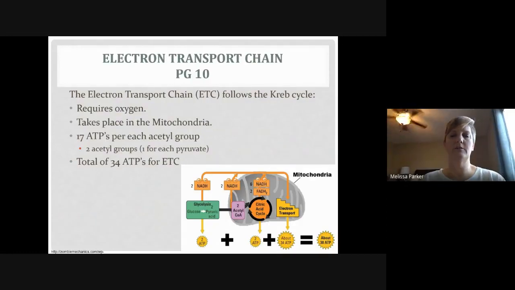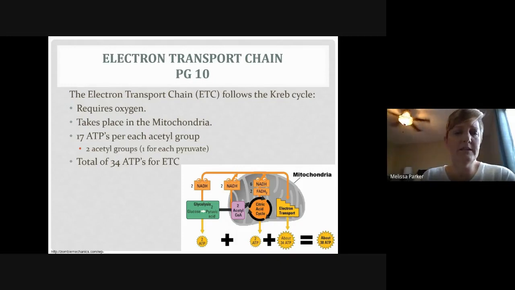Okay, so we're going to continue down, because we went through the Krebs cycle and created two ATP. We're going to take what's left over after the Krebs cycle and put it through the electron transport chain. Remember I told you, you might hear it called the ETC, following the Krebs cycle. This requires oxygen. It takes place in the mitochondria. There are 17 ATPs per acetyl group. So with two acetyl groups, there's a total of 34 ATPs once you go through the whole process of cellular respiration. I know that sounds very wordy and overwhelming really quick.